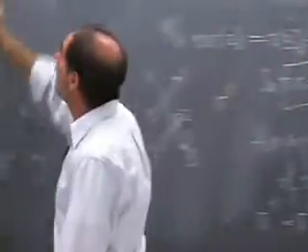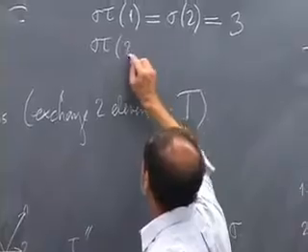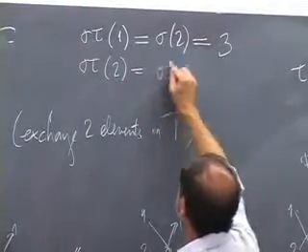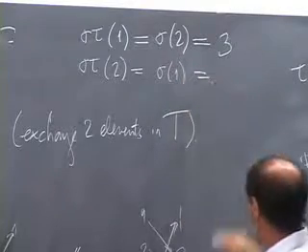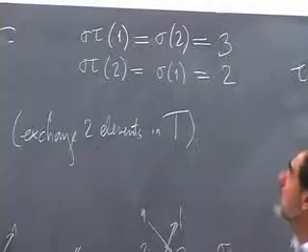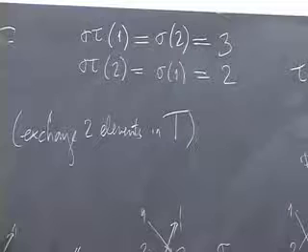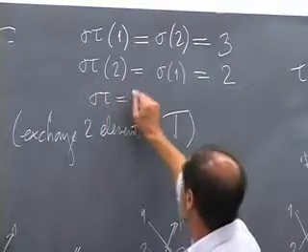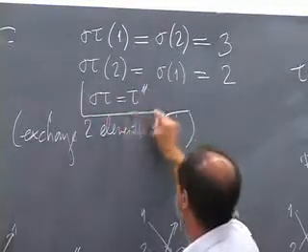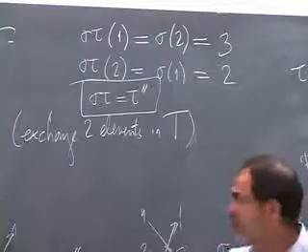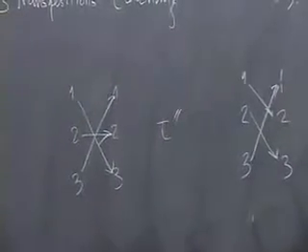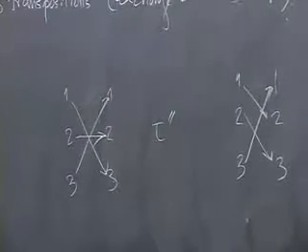Well, let's compute sigma tau of 2 just to kill the suspense of it all. Tau of 2 is 1, so this becomes sigma of 1. Sigma of 1 is 2. So it fixes 2, and therefore it's equal to tau double prime, right? So therefore sigma tau is equal to tau double prime. It fixes 2, takes 1 to 3. And therefore, sigma tau is not equal to tau sigma.